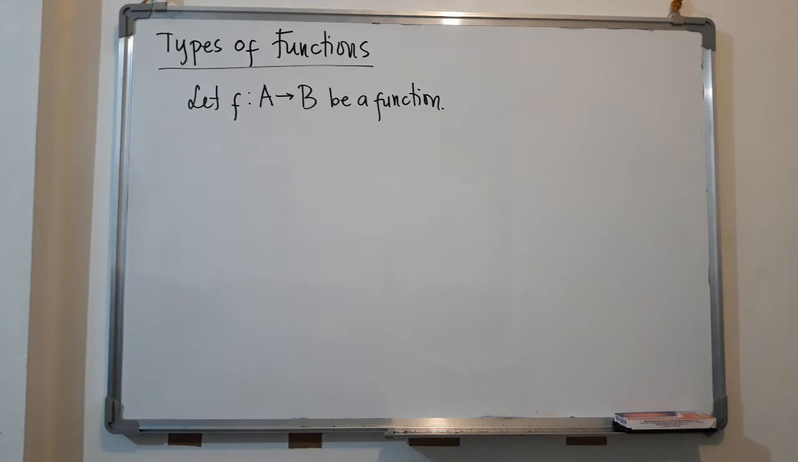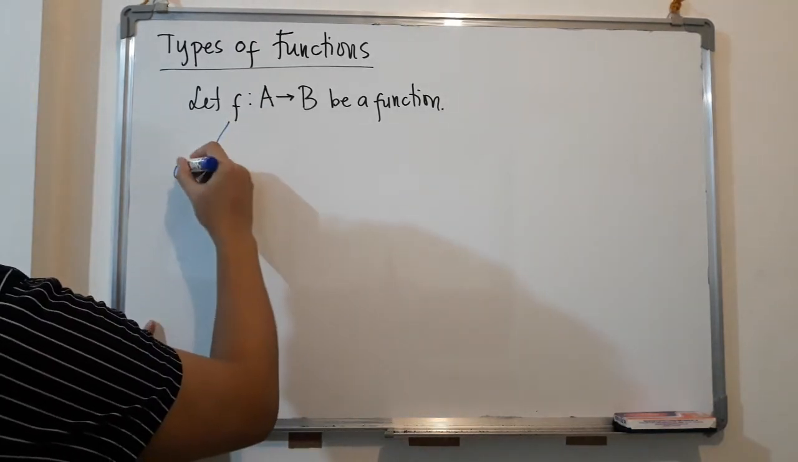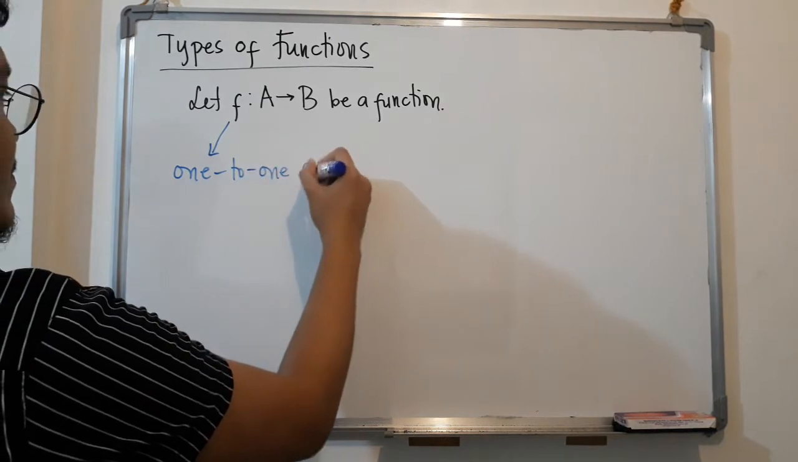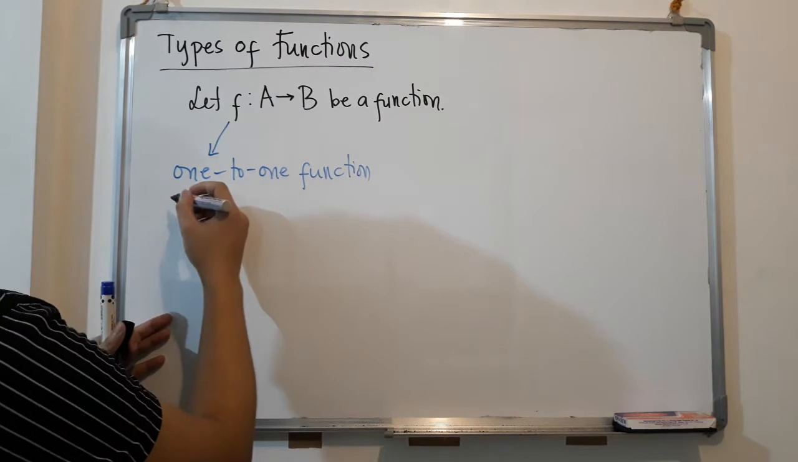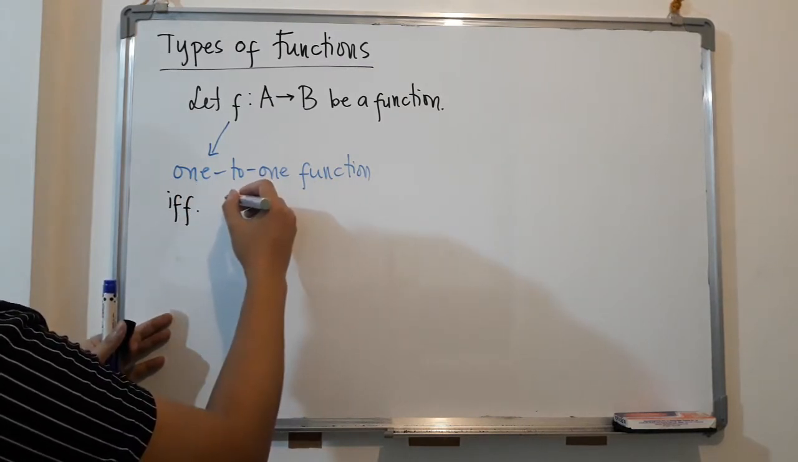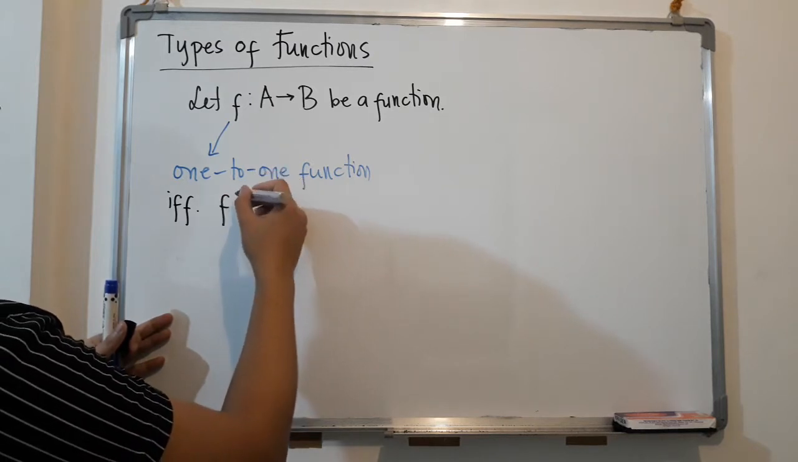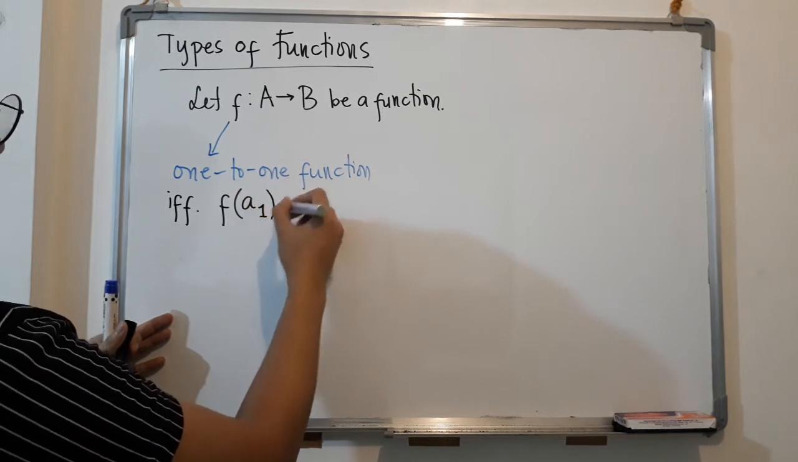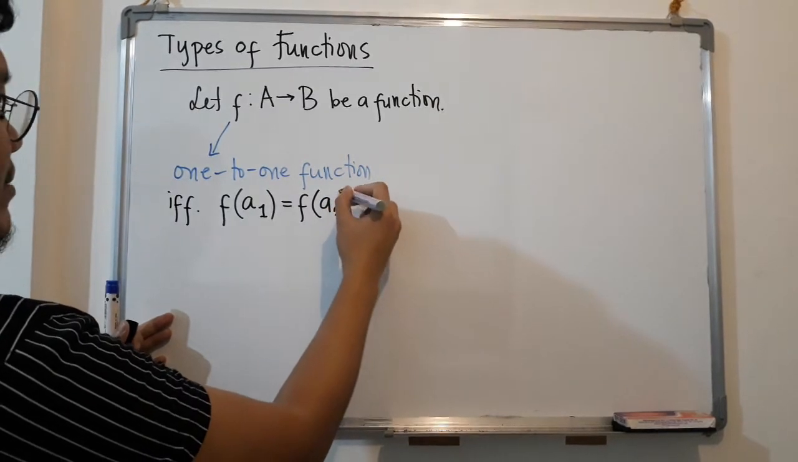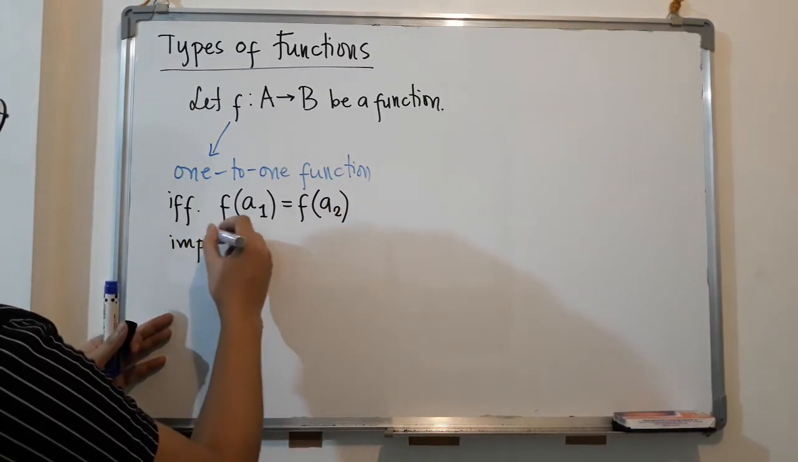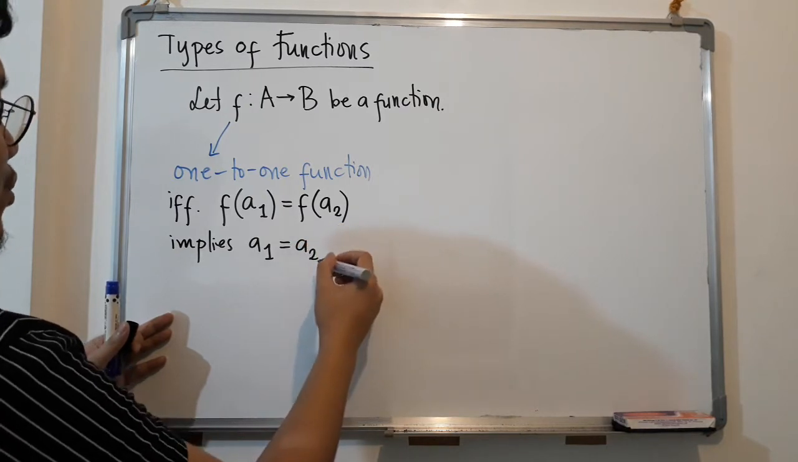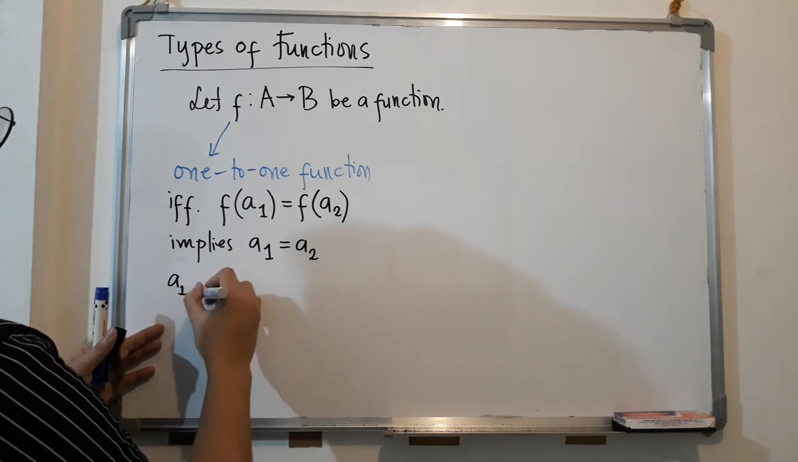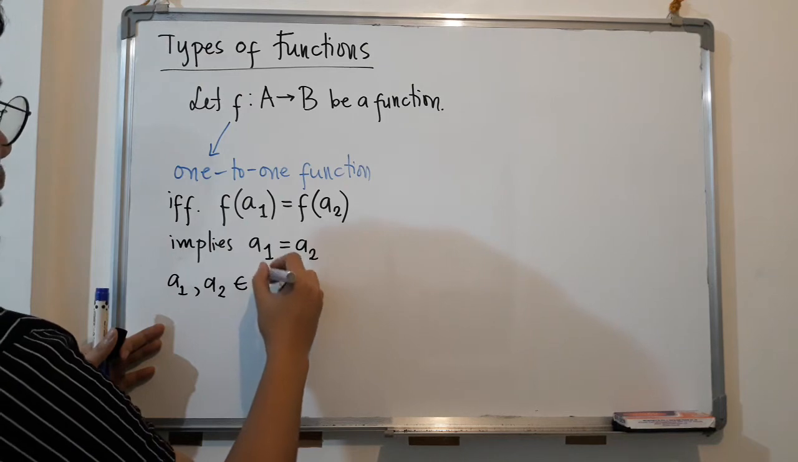So first, a function f is said to be a one-to-one function if and only if, okay? So a function f is a one-to-one function if and only if whenever the function value at point a sub 1 is equal to the function value at point a sub 2, this implies that the point a sub 1 is equal to point a sub 2, where a sub 1 and a sub 2 are elements of the domain A.